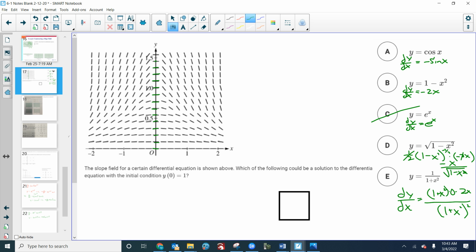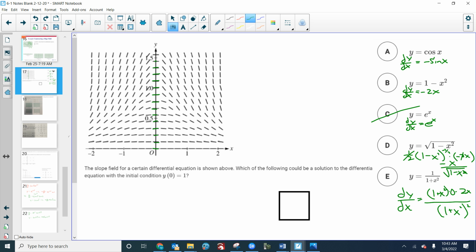Cool. Why is E not tangent? Oh, I took the derivative. I'm taking the derivative of it. Yeah, the antiderivative of this would be tangent inverse, but the dy dx is a quotient rule. Thank you.